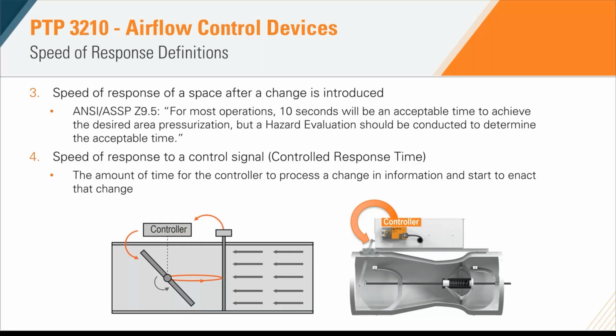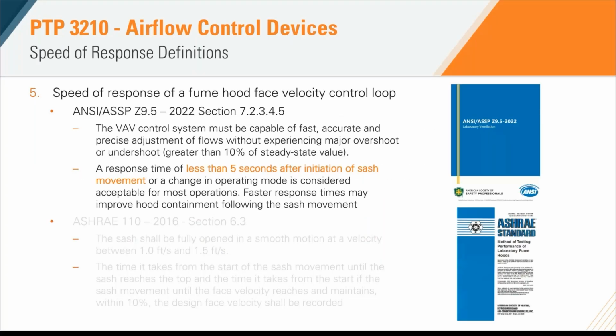So the last speed of response definition we're going to cover here is the speed of response of a fume hood face velocity control loop. So again, here we're going to rely on ANSI and ASSP Z9.5. What they state is the VAV control system must be capable of fast, accurate, and precise adjustment of flows without experiencing any major overshoot or undershoot greater than 10% of their steady state value. So clearly they're already outlining how the expected VAV control system should operate as an acceptable parameter.